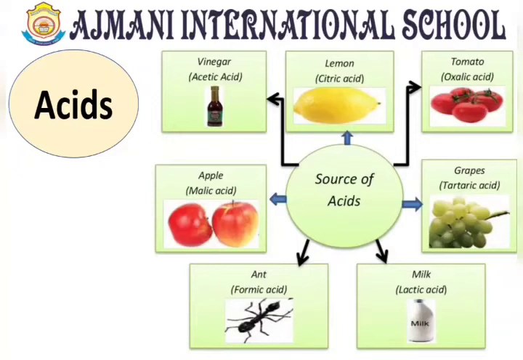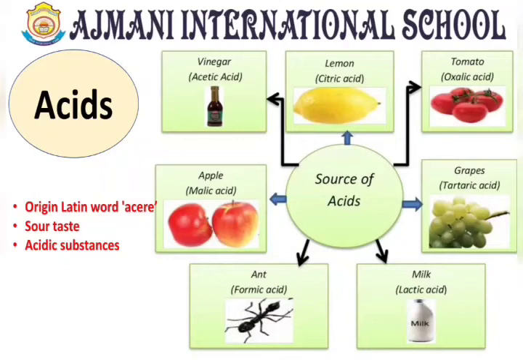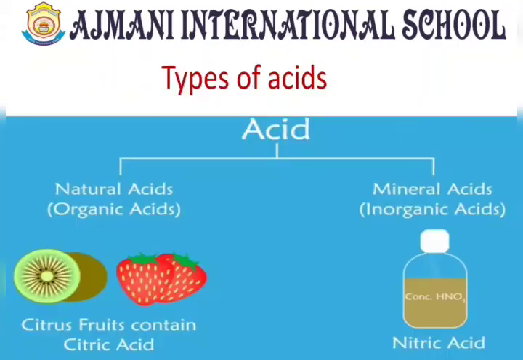What is the special property of it? The word acid has originated from a Latin word called acer. They taste sour, and all those substances which have acids are called acidic substances. Now, the acids are of two types, the natural acids and the mineral acids.